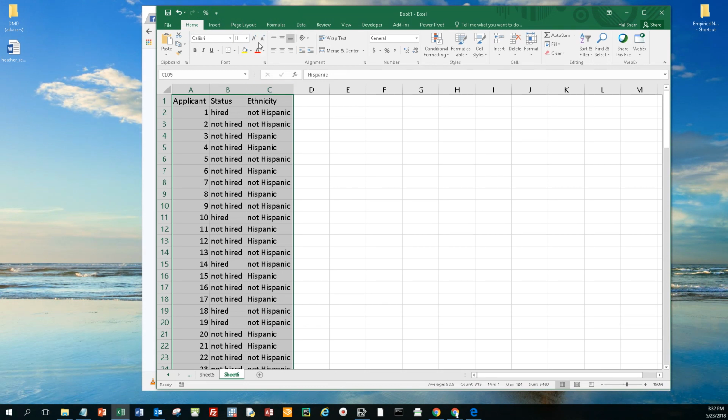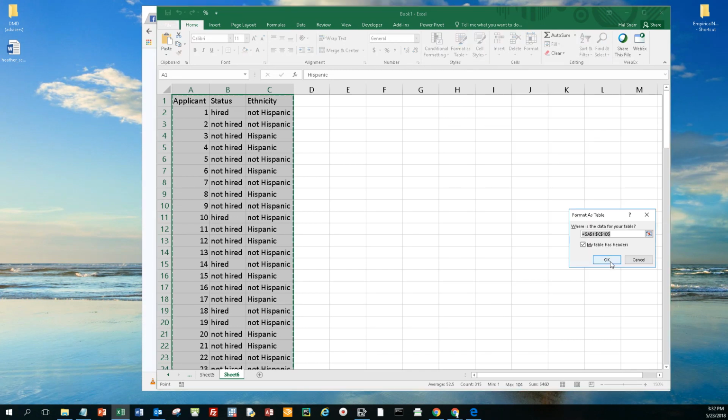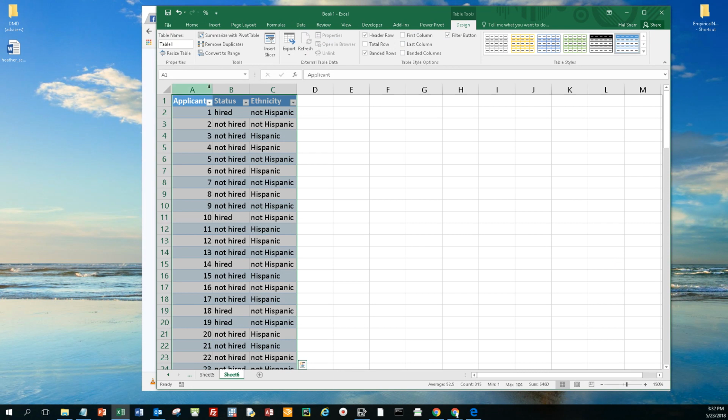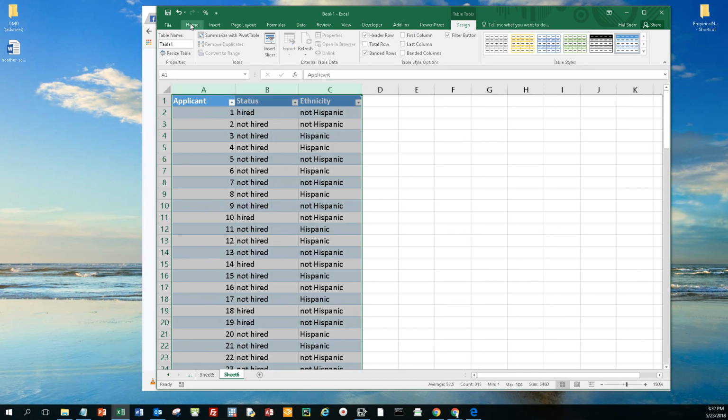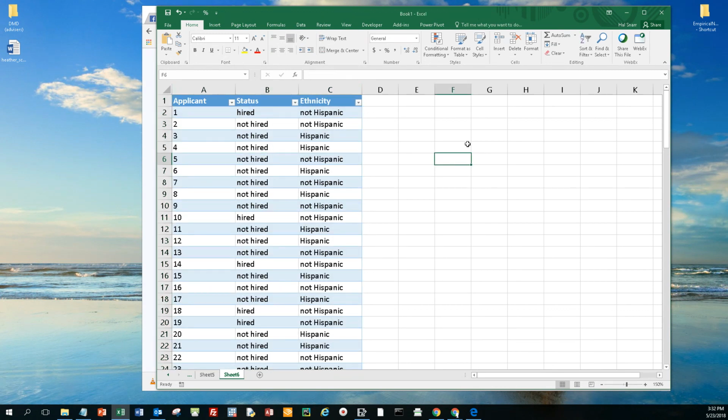So I'm going to go to Home, Format as Table, and I'll just pick one of these. That one looks good. The reason why I did that is because it makes doing the pivot table real easy. Okay, so if I click out here, I lose a tab here. If I click here, I have this Table Tools Design.